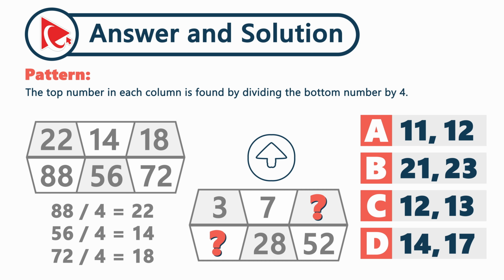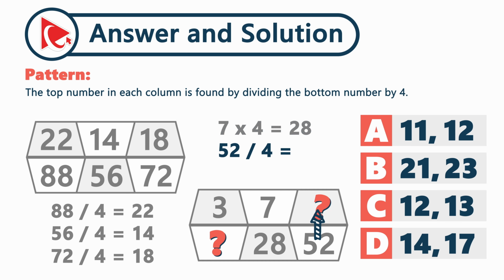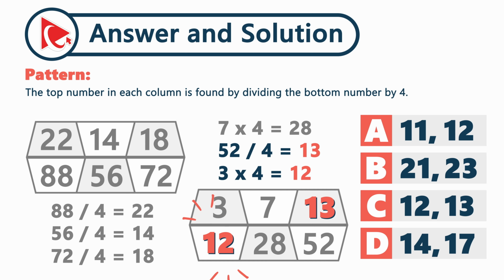Let's verify the middle row first. 7 multiplied by 4 equals 28. Let's calculate the first missing number in the upper right corner. 52 divided by 4 equals 13. And the number in the bottom left corner is calculated as 3 multiplied by 4 and equals 12. So the correct answer here is choice C, 12 and 13.